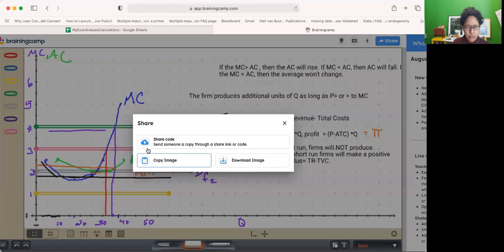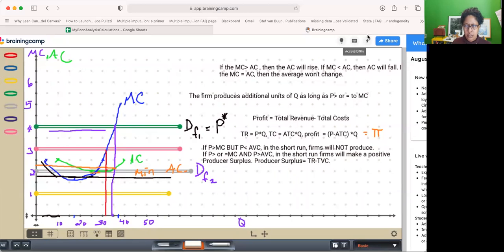Let's get the share code. Let's hope our share code situation works. I don't know if it's Safari. I'll download the image and then I'll put it up.